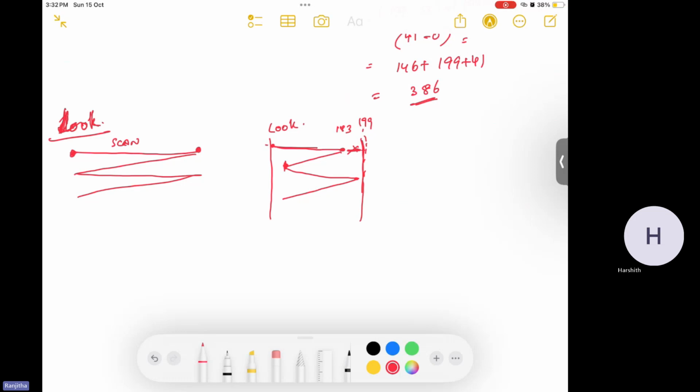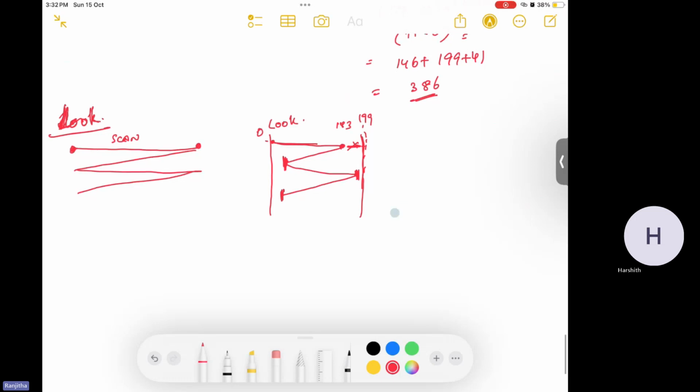When it goes to the rightmost cylinder or track it wants to read, then it comes back and reads, and then comes until the leftmost cylinder where requests are pending. Then again it goes till the rightmost cylinder where requests are pending, again till the leftmost, not to the first and last, 0 and 199. So that's one major difference, but for SCAN it will always go till this end.